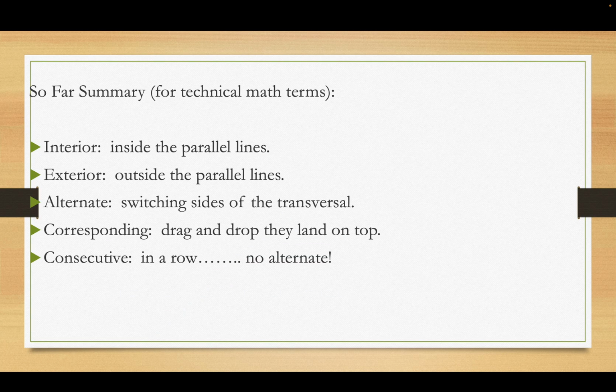So far, math summary for technical terms. Interior, inside the parallel lines. Exterior, outside the parallel lines. Alternate, switch sides of the transversal. Corresponding, drag and drop, they land on top. And consecutive means in a row. They're never alternate. They stay on the same side.